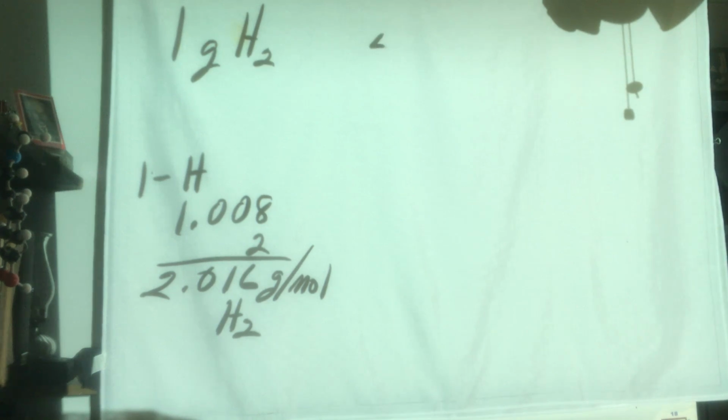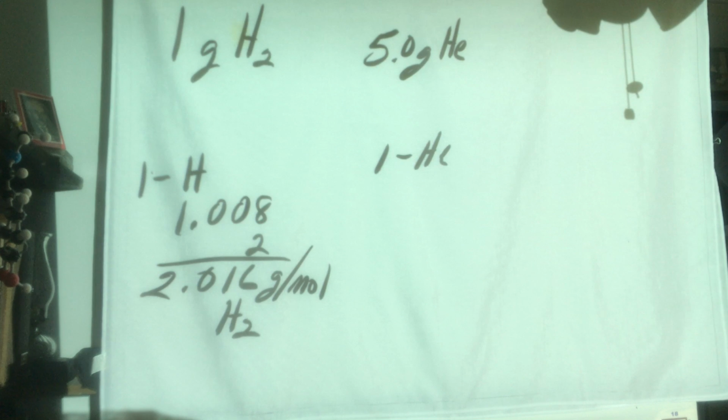We have 5 grams of helium gas, and 1 helium on the periodic table, look at your periodic table, is 4.00 grams per mole of helium. Okay?